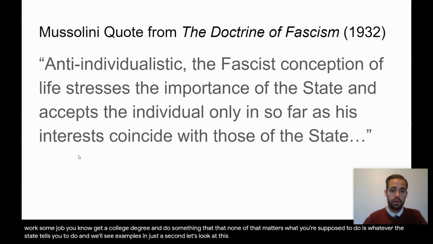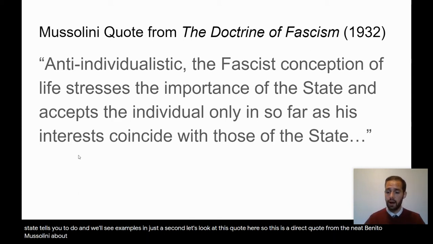Let's look at this quote here. So this is a direct quote from Benito Mussolini about the doctrine of fascism, trying to convince people that fascism is a really, really good thing.